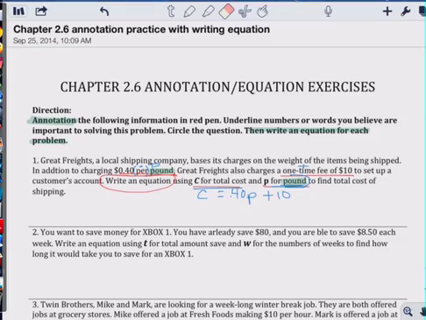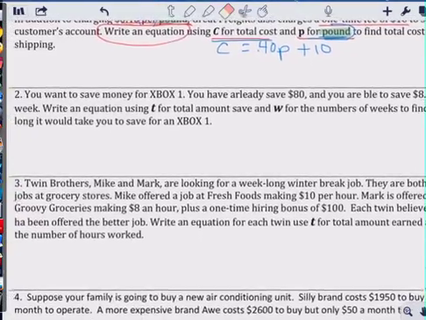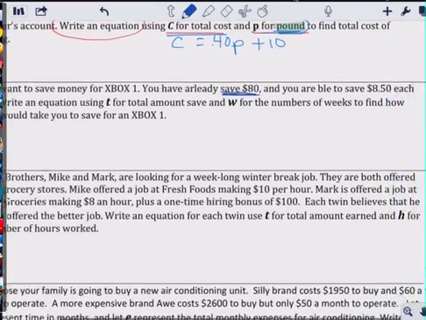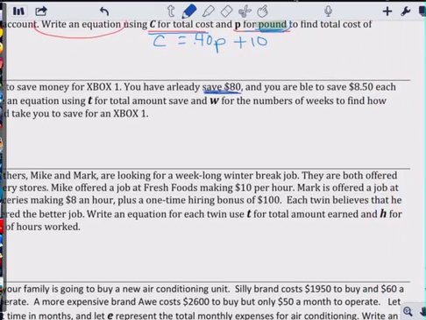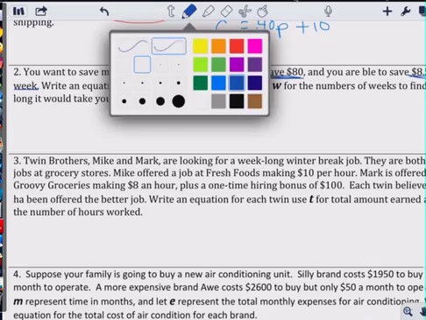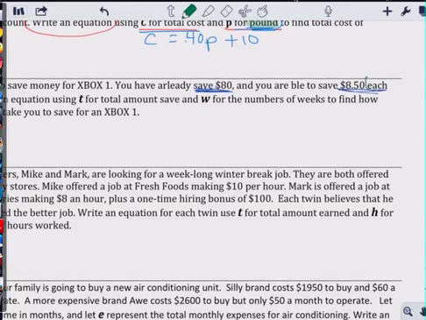We finished number 1 in class. Number 2 says you want to save money for Xbox One. You already saved $80. Sorry, typo. And you are able to save $8.50 each week. So that's important. Now, each should automatically trigger a word. Each week means times the number of weeks.